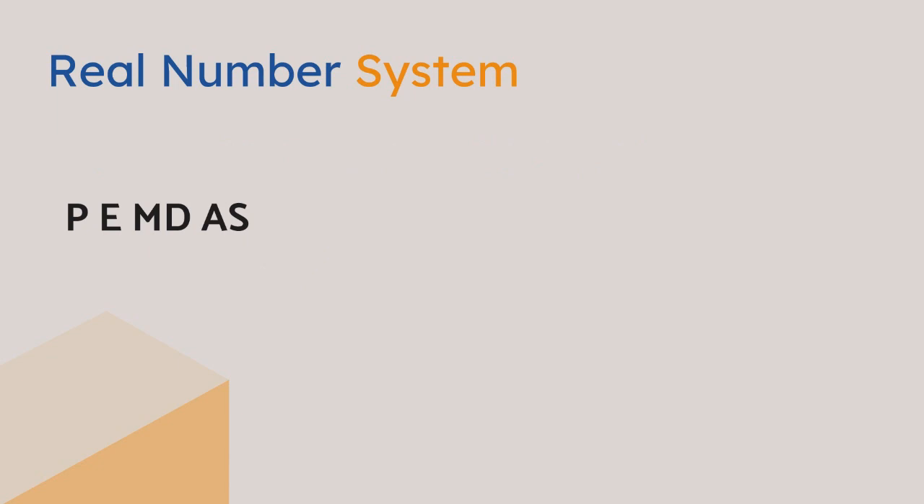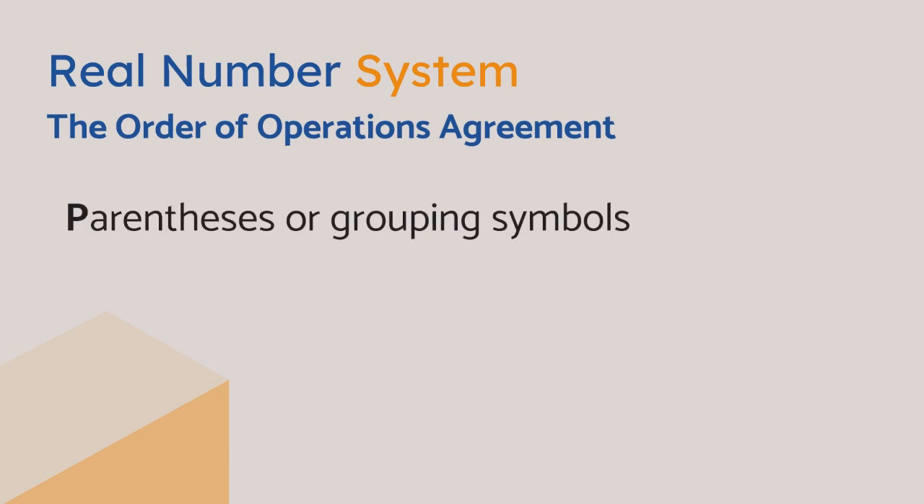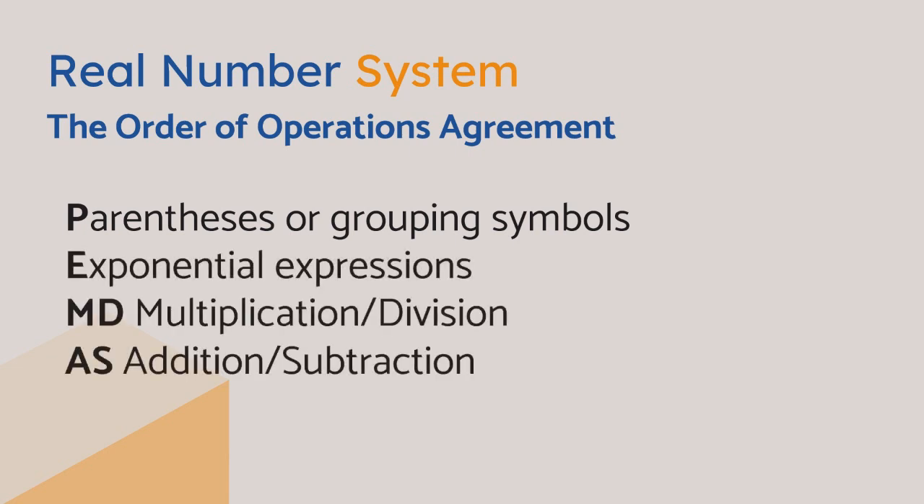The order of operations agreement can be summarized in the acronym PEMDAS, where the letter P stands for parentheses or grouping symbols, E for exponential expressions, MD for multiplication or division, and AS for addition or subtraction.